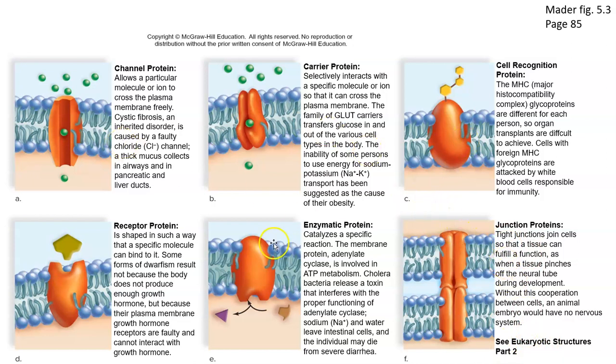These other types of proteins, though, that we find in cellular membranes have different types of jobs. Channel proteins and carrier proteins are going to allow stuff to go through the plasma membrane.